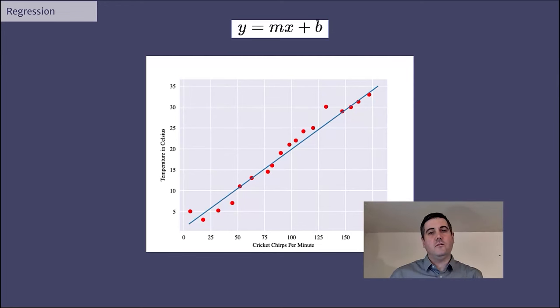Just to level set, if you have not come across it before, what you're looking at is regression at its most basic form. This is a standard linear regression. In this case, we're comparing cricket chirps versus the temperature, and you can see that they are completely correlated. That line is your regression model. The red points are just data points.